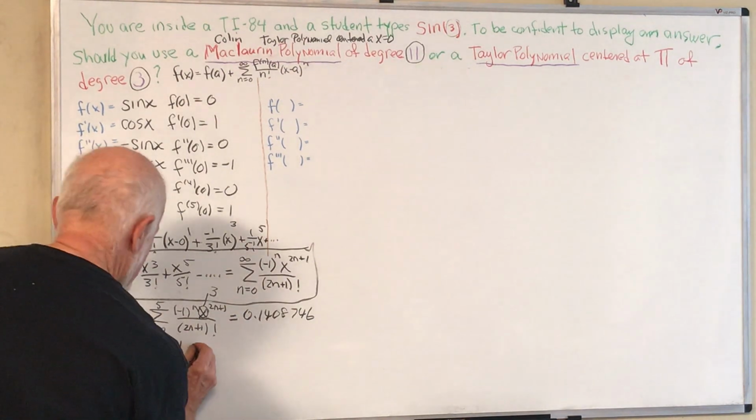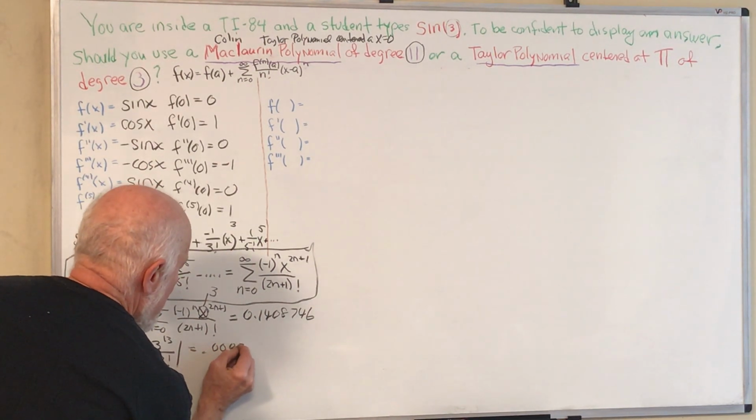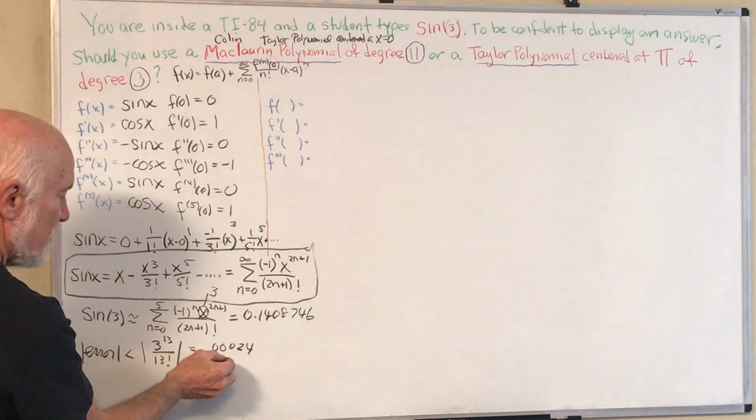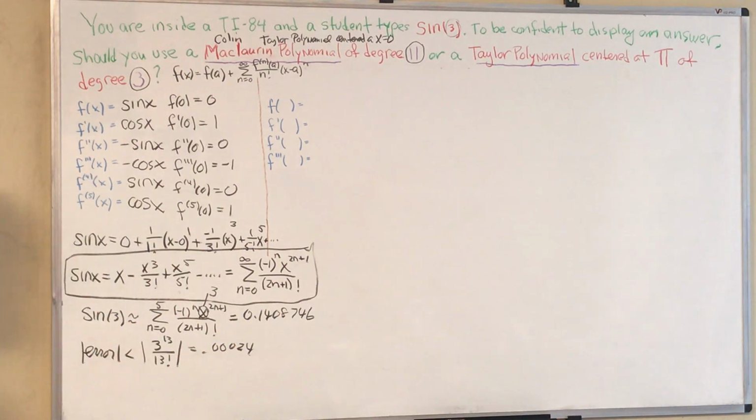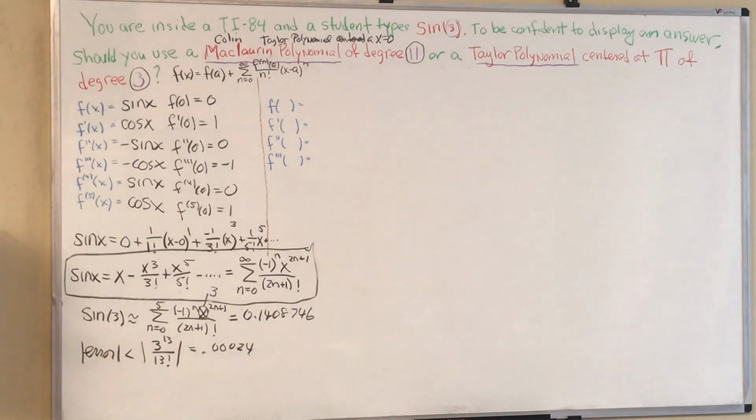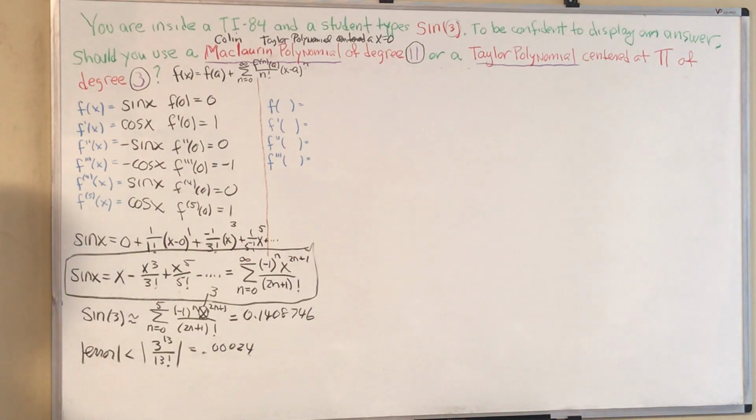And this error turned out to be 0.00024. So our error bound tells us that the error is less than 0.00024. So we're feeling pretty good about it, but not great, because on the calculator they use more digits than that. So we're actually going to have something that isn't going to be that right for the student, even though we used up to x to the 11th power terms.